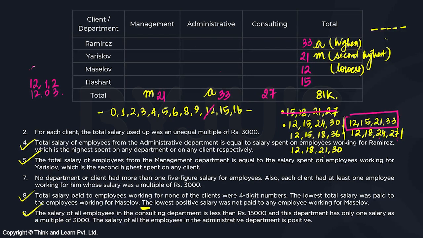So Masolov is going to have 2, 4, and 6. Okay, so 2, 4, and 6 are taken. That means we can't have 12, 1, 2. We will have 12, 0, and 3. Now let's look at the highest, Ramirez, 33. So how can we make 33?